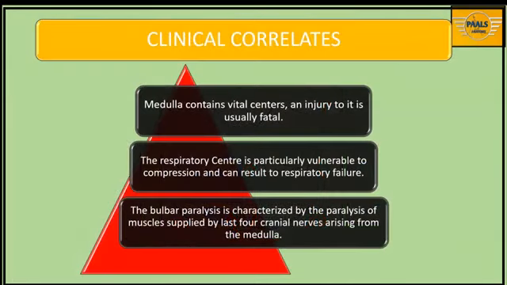Now for the clinical correlate, we noted earlier that the medulla contains vital centers, and an injury to it is usually fatal. The respiratory center is particularly vulnerable to compression and can result in respiratory failure. We also have what we call bulbar paralysis, and this is characterized by paralysis of muscles supplied by the last 4 cranial nerves which arise from the medulla.